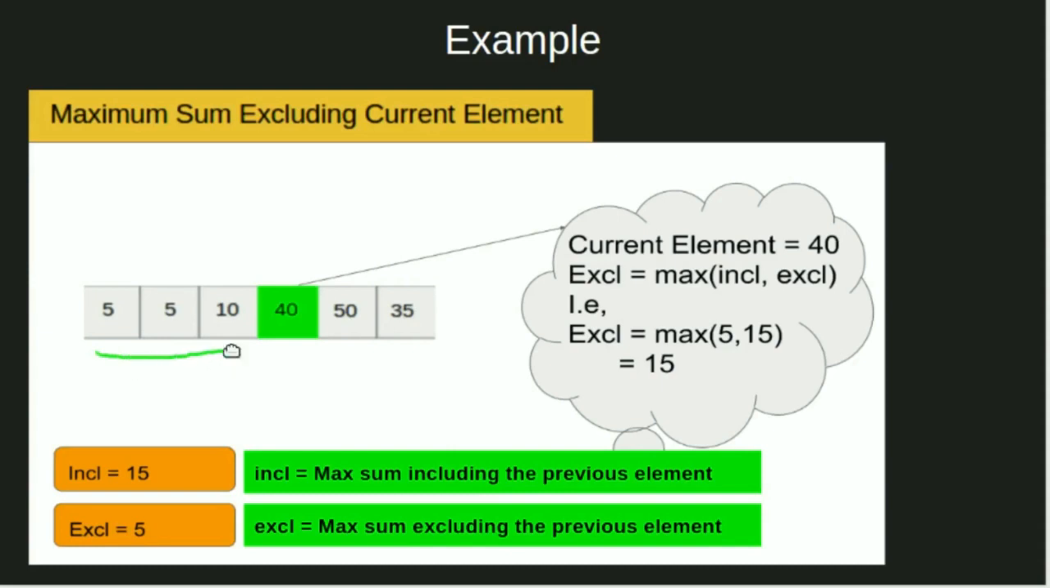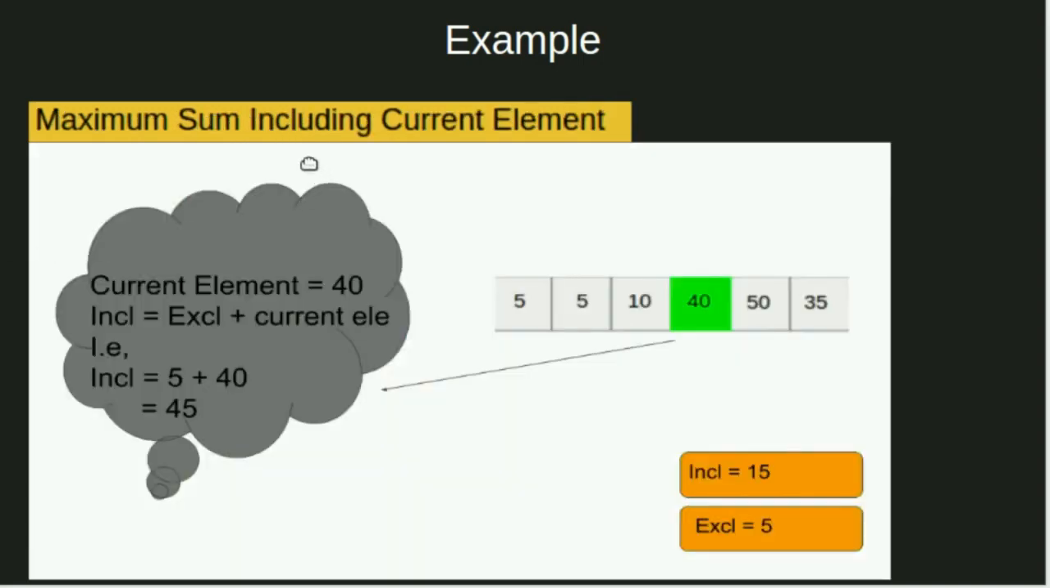Suppose we have traversed through the array and reached 40. So 40 is our current element. We will consider that include and exclude have these values. In the beginning of the algorithm, I had mentioned that include is the maximum sum including the previous element and exclude is the maximum sum excluding the previous element. Just keep this in mind. And there are two cases. First, we may exclude the current element, or we may include the current element.